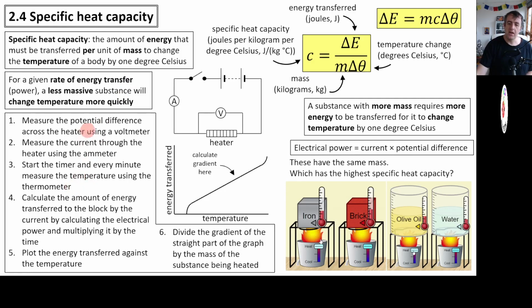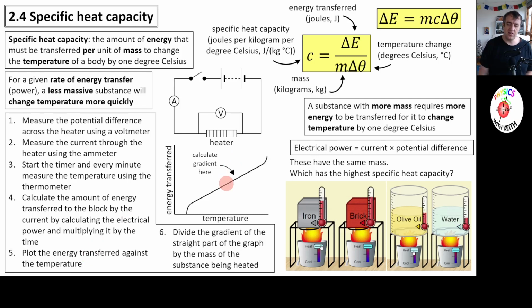Very important. So anyway, we switch it all on, measure the potential difference using a voltmeter, measure the current using an ammeter, start the timer, and every minute measure the temperature using a thermometer. And because we're doing that every minute, we can multiply the total time the heater's been on by the current, by the potential difference to get the energy that has been transferred. Plot that on a graph against temperature, and you get a shape like this. And that's what it says to do in point number 4, point number 5.